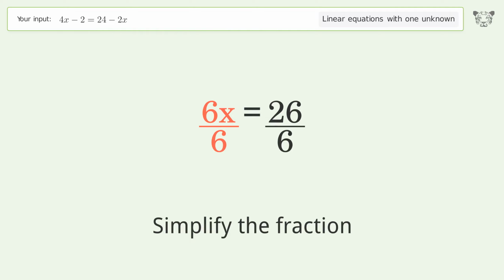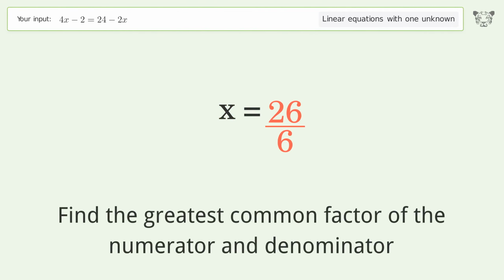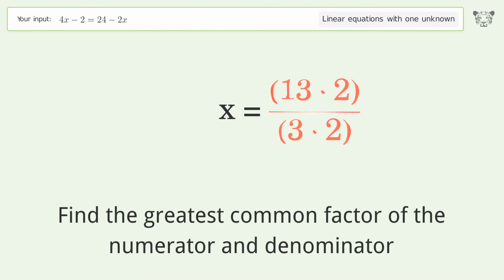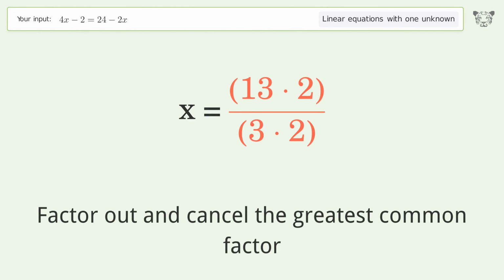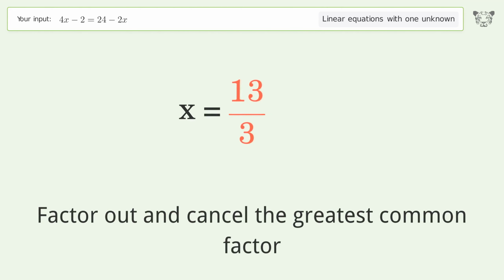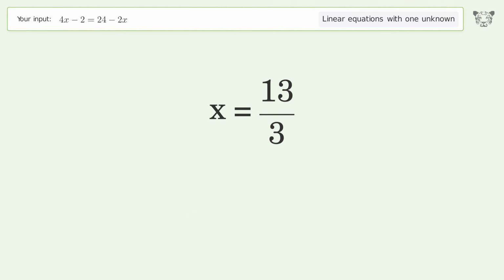Simplify the fraction. Find the greatest common factor of the numerator and denominator. Factor out and cancel the greatest common factor. And so the final result is x equals 13/3.